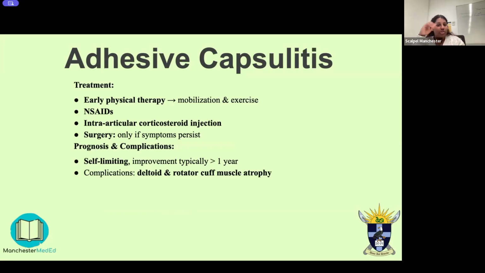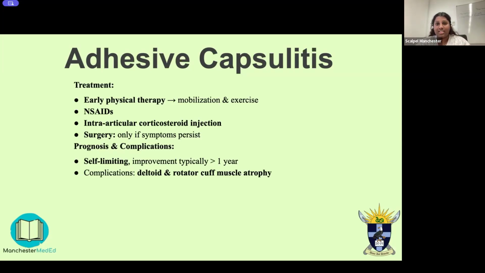So PTs are really important at this stage, and NSAIDs for keeping that pain down so they can go through physio properly. Intra-articular corticosteroid injections, again, this is a very, very short-term course that people try and take. There's been a lot of debate. It might not be the greatest thing, and they're trying to kick out steroid injections. But for right now, short-term steroid injections are indicated if the pain's super severe. And then surgery would be only if symptoms persist.